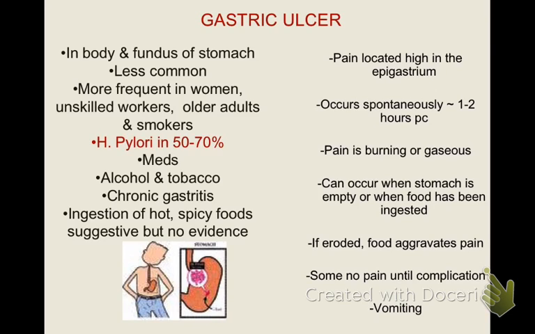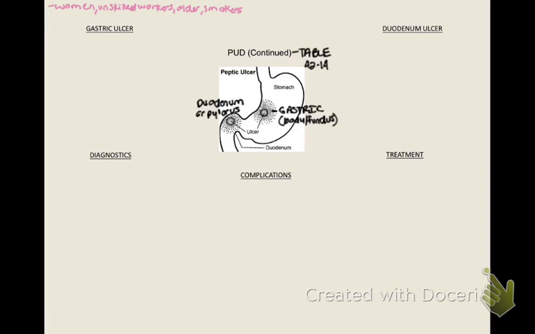So with gastric ulcers, your pain is going to be located high in your epigastrium area. It's going to occur spontaneously 1 to 2 hours after a meal. Your pain can be burning or gaseous. I can't even say that word. You can have gas pain. It can occur when your stomach is empty or when food has been ingested. Sometimes there's no pain until there's a complication, or it can cause vomiting.